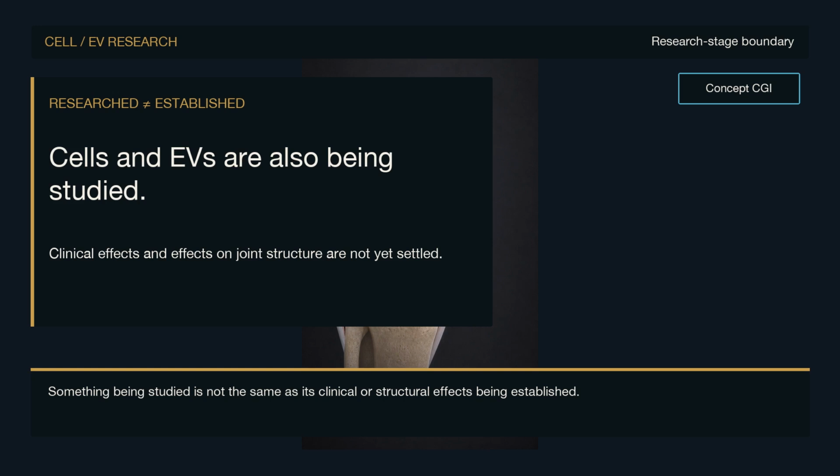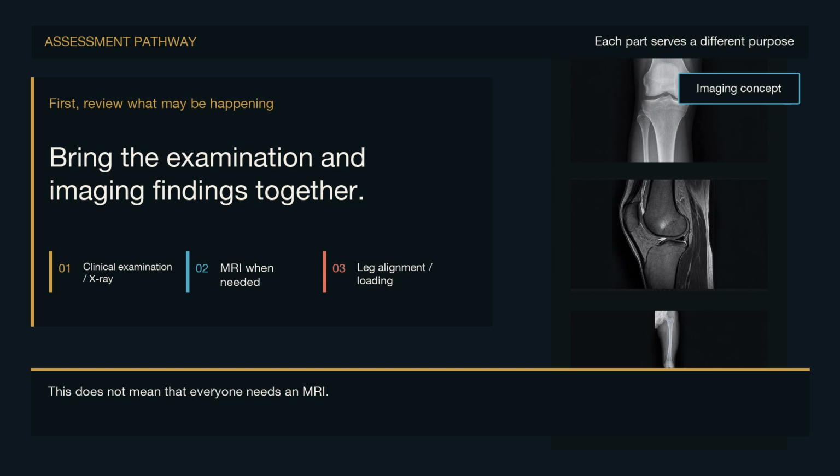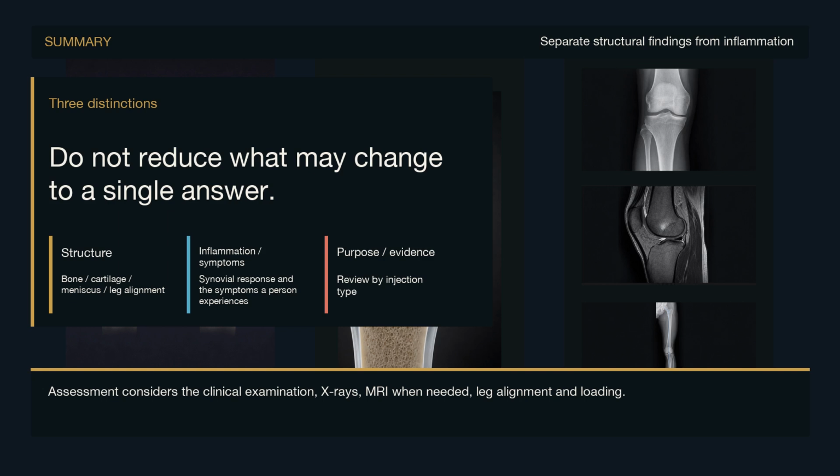To summarize, first, a joint injection does not return osteophytes or bone shape to their previous state. Second, an inflammatory response in the synovium may be related to swelling and pain, but inflammation does not explain every symptom. Third, joint injections differ by type, purpose, and supporting evidence. Some, including steroid injections, are intended for short-term symptom relief, while the clinical and structural effects of cells and EVs are not yet settled. A clinical examination, X-rays, MRI when needed, leg alignment, and loading help keep structural findings and inflammation separate.